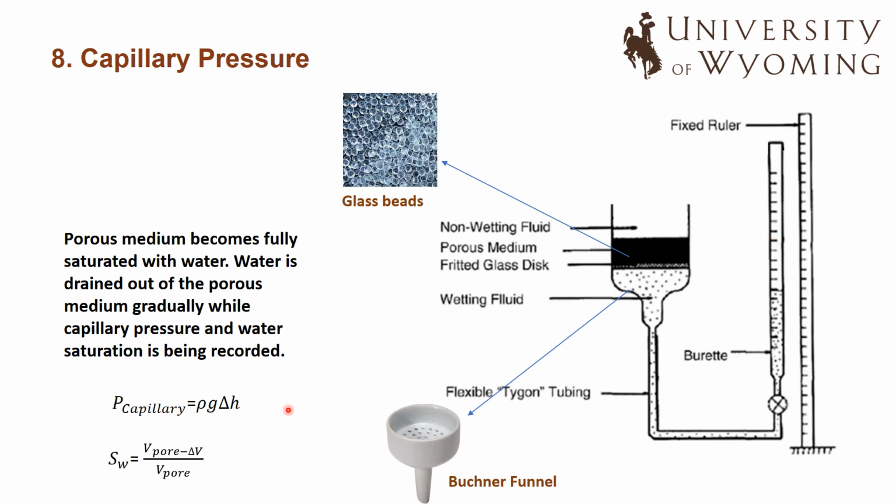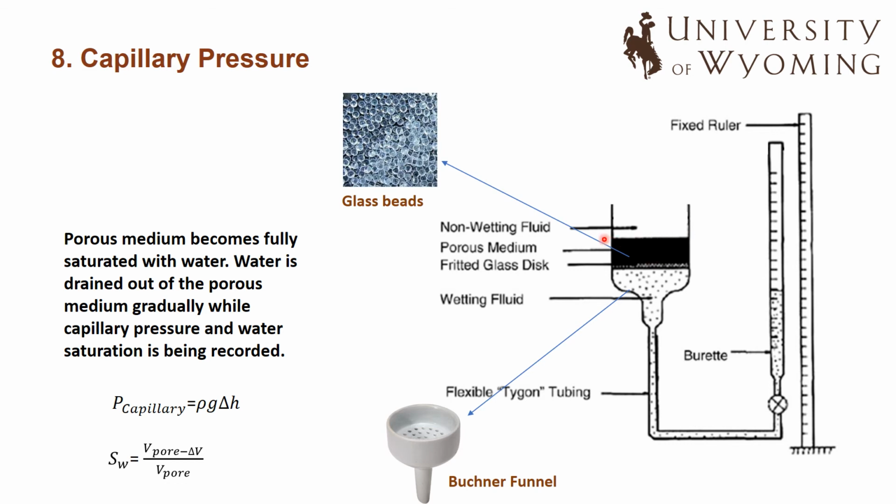Here we will use a third equation for the capillary pressure. We have already shown you two forms. This is the third form, which is rho g delta h. And we will use this equation to calculate the saturation at each step. So what are our steps?